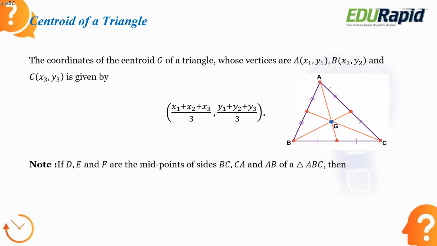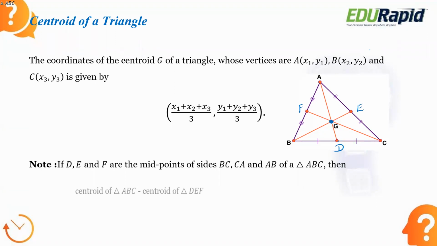So what is meant by a centroid? It is the lines which are actually drawn from the center of anything to the vertex. And that point where these three lines coincide or join, that point is called as the centroid. So if D, E, and F are the midpoints of the sides, if I take the side BC, here it's D, and for CA, if it's E, and here it's F.